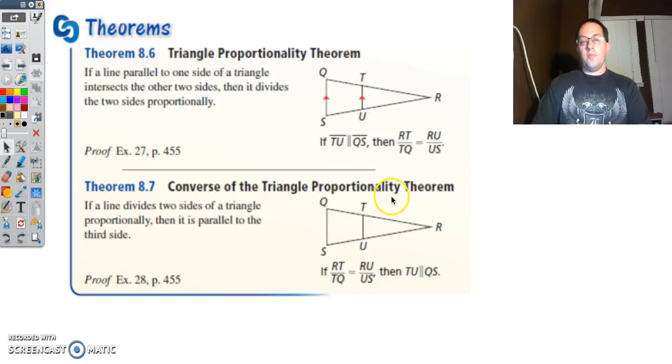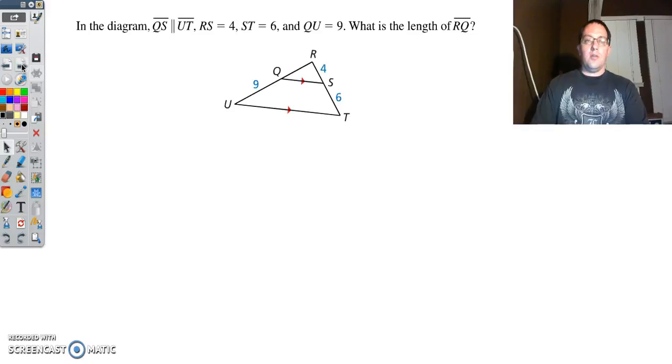The converse of the triangle proportionality theorem says that if this line divides these two sides proportionally, then this segment here must be parallel to the other side. That's all that says. So let's take a look at a couple of examples here.